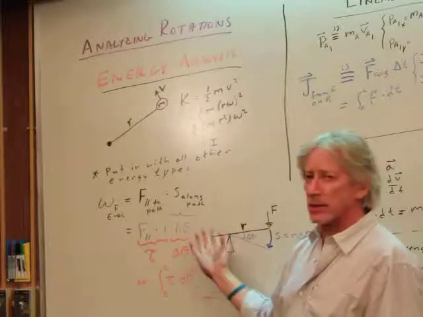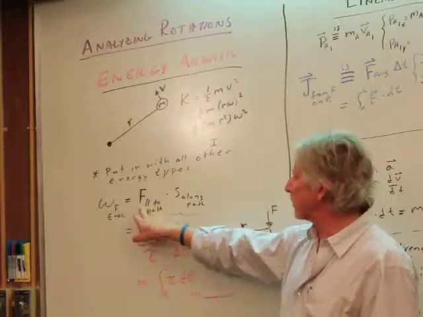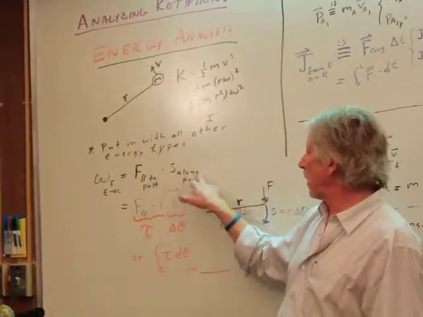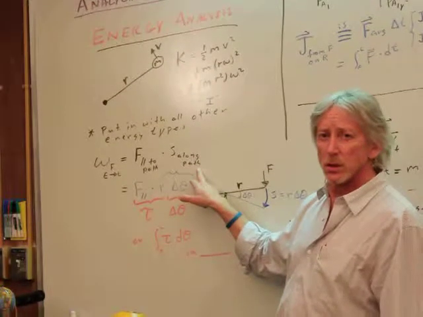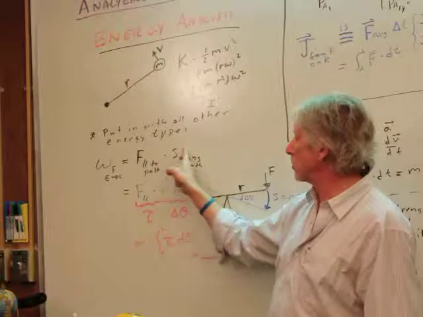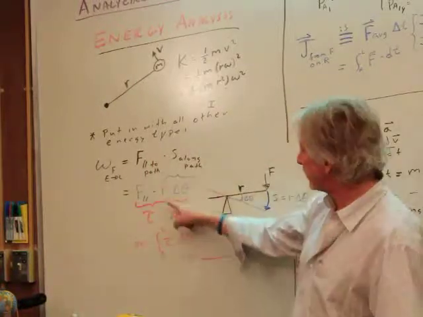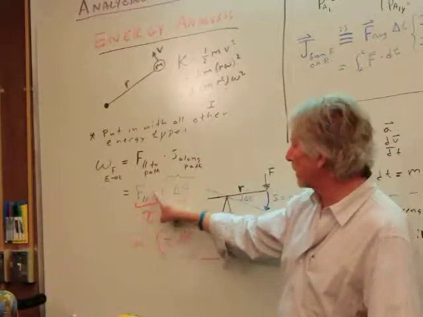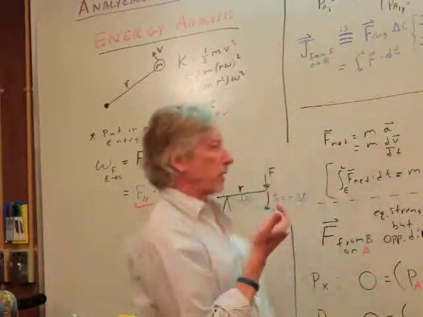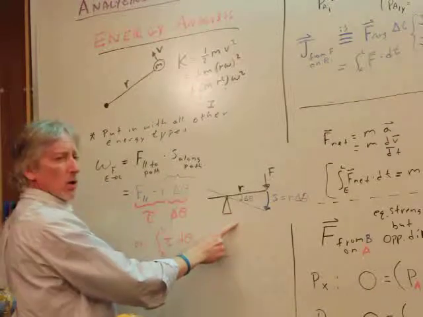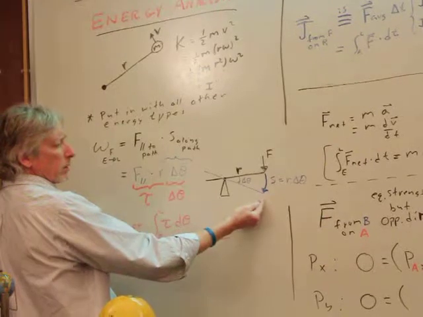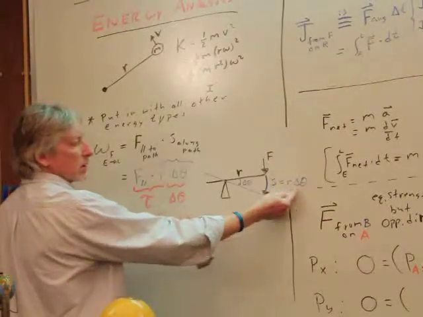I could write this, of course, as an integral, or I could just say it's the force parallel to the path times the distance along the path, or the displacement along the path. You can see the units here: newton meter, joule, fine. So I write that F parallel times, hey, wait a minute, S along the path. Now I'm looking at rotational things, so this little picture goes a long way. Let's do a little teeter-totter here. If S is along the path, then S is R delta theta.